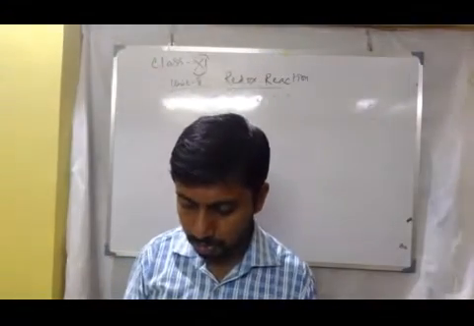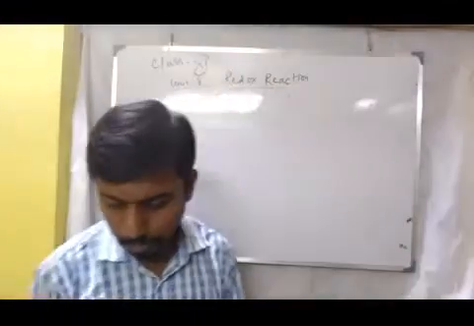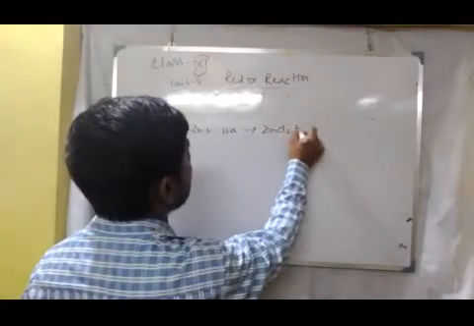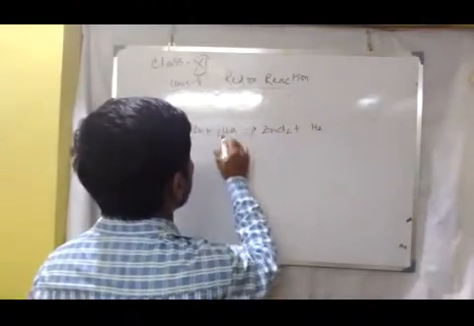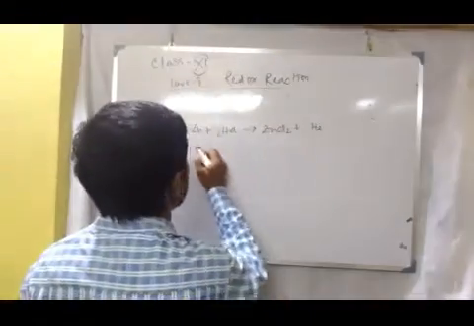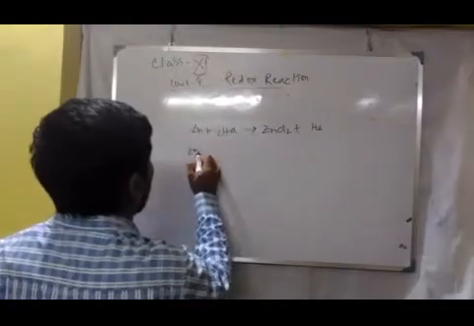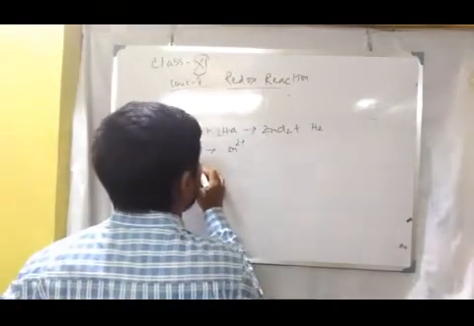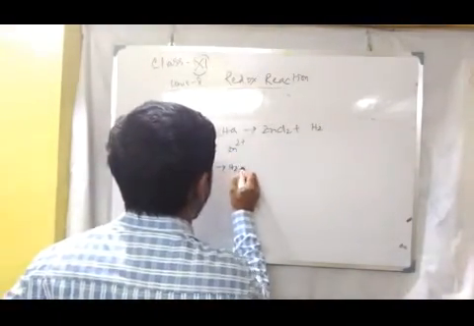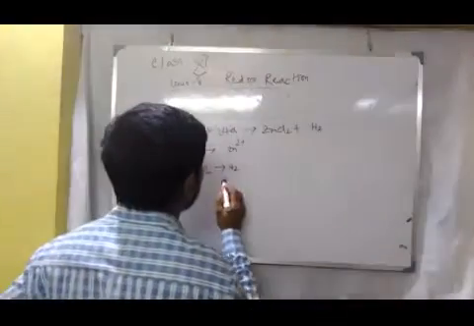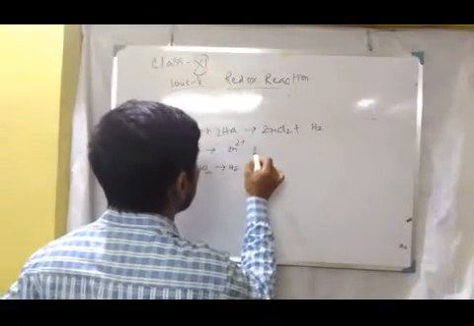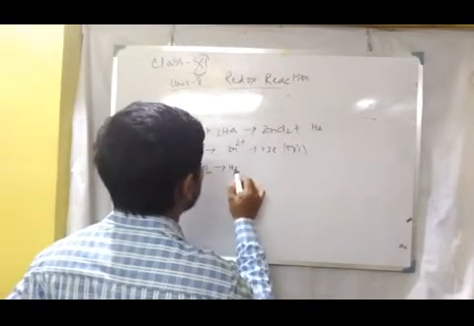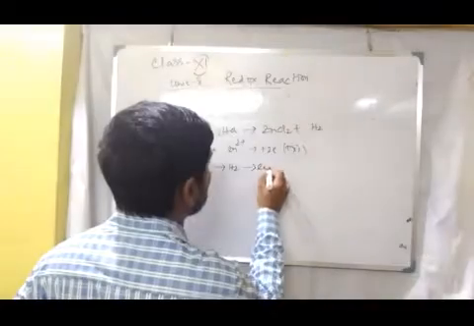Knowing this, I will move to one example: Zn plus HCl forming ZnCl2 plus H2. Here zinc forms Zn2 plus, and HCl forms hydrogen. Here we will take the electronic concept. Zn gives 2 electrons, so it is oxidation, and H plus to hydrogen is called reduction.